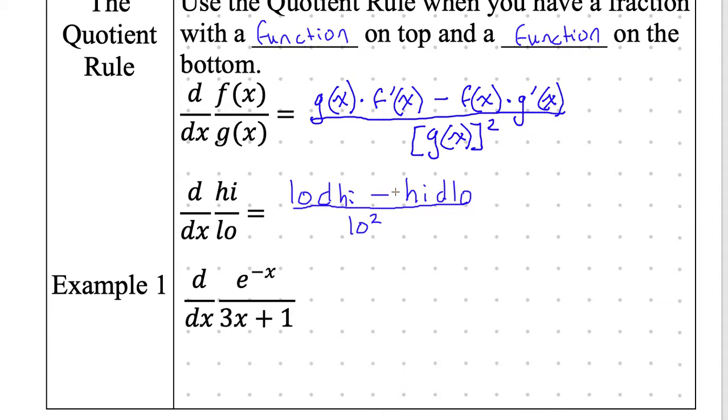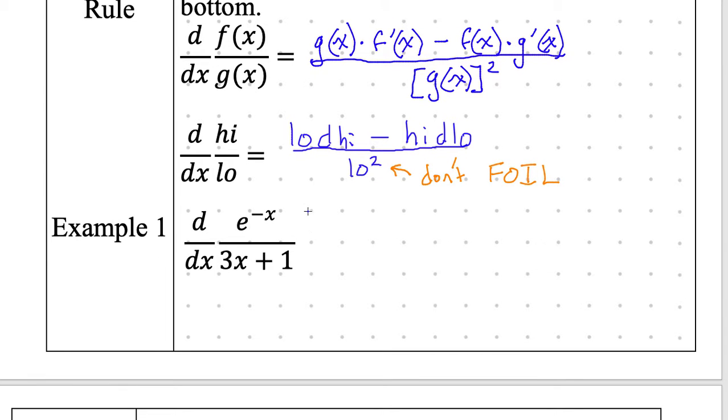A note here, I'll write this here, for the bottom: don't FOIL this. Don't multiply this out. Just leave it as whatever squared. I mean, you could multiply it out, but that will never help you. And you might see an AP test where they do multiply that out, but generally speaking, they're not going to do that. So let's go ahead and do an example.